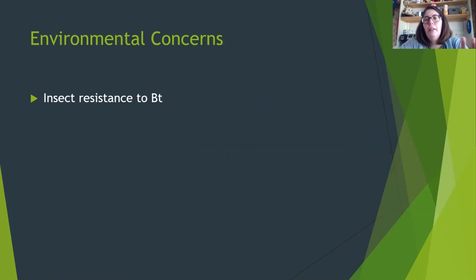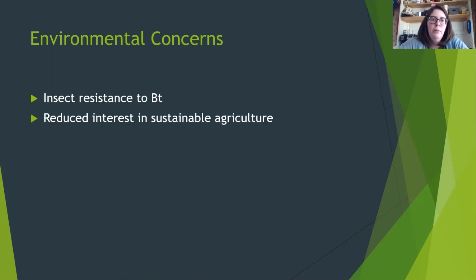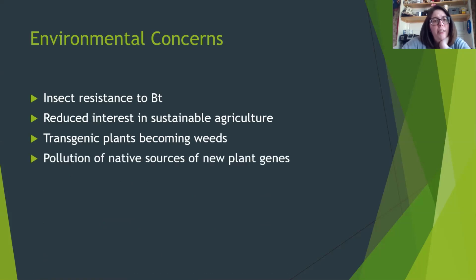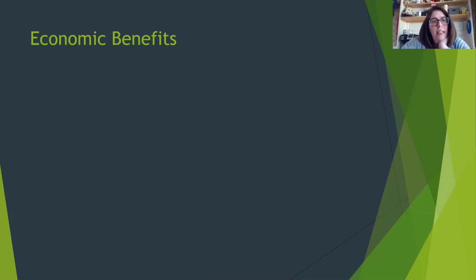Environmental concerns would be resistance to BT. BT meaning... okay, if you don't know what BT means by now, we have further issues. Reduced interest in sustainable agriculture would be an environmental concern, and transgenic plants becoming weeds. Transgenic is another word for GMO. So now we're worried about GMOs becoming weeds in the environment, which is pretty interesting. Also pollution of native sources of new plant genes.